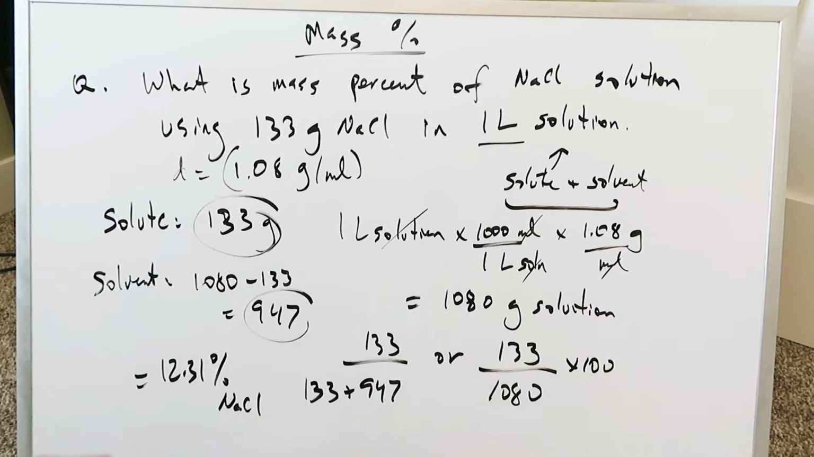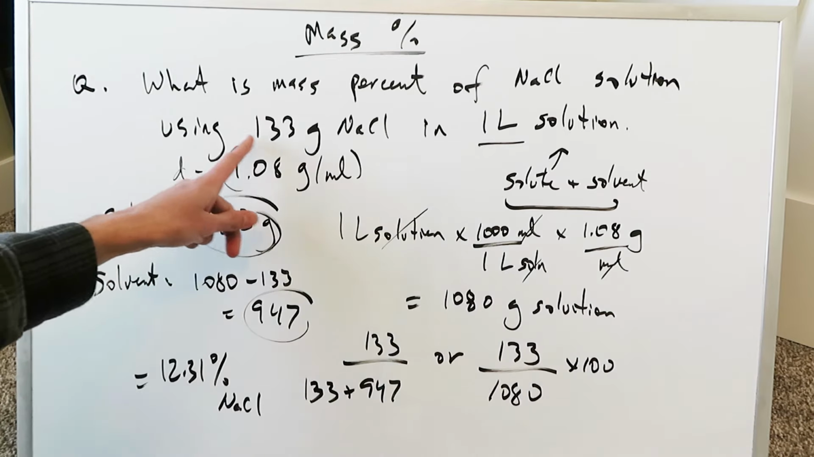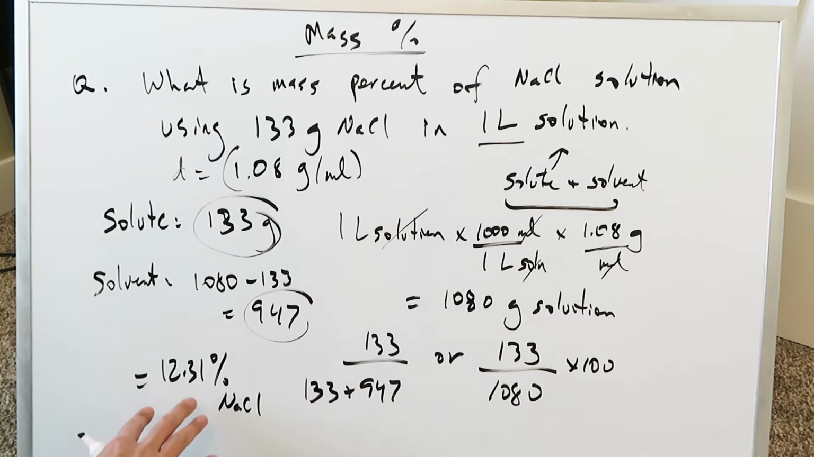So in this solution, which is 1 liter in volume, with 133 grams of sodium chloride, it is 12.31% by mass sodium chloride. Therefore, it is the other remaining percent, your solvent, which would very likely be water in this case, even though we've not mentioned it. But this is exactly how you would do this type of question.